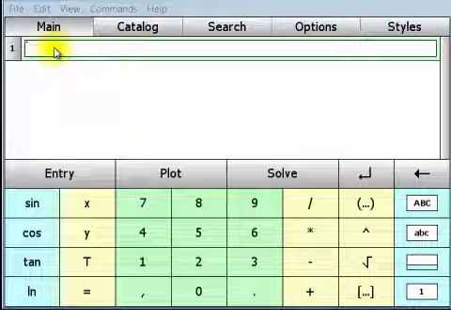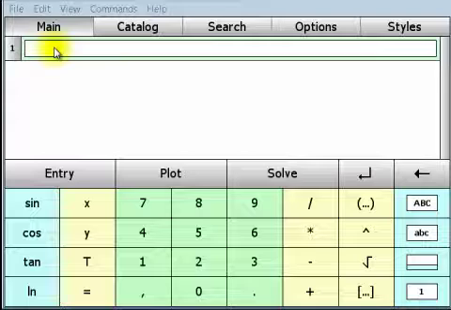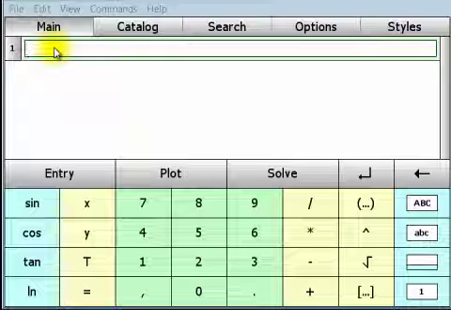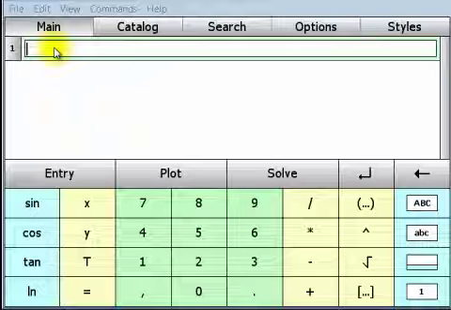Welcome to your online source for calculator tutorials. In this tutorial, we'll learn how to perform basic calculations directly from the home screen.